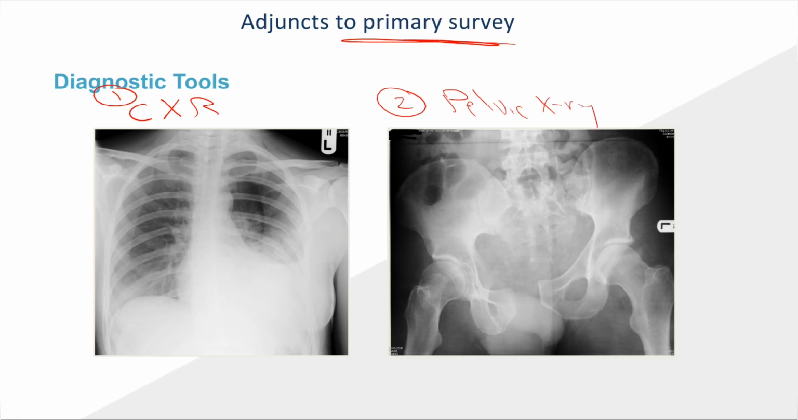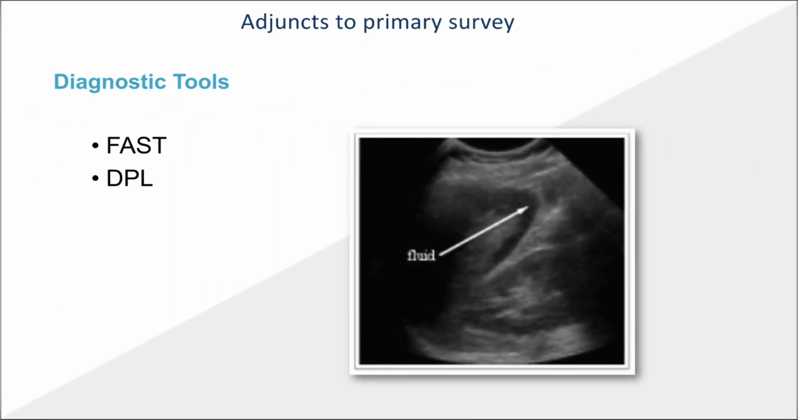Of course, these are used in the resuscitation room. And the third one is FAST scan. So these are the only radiologies that are allowed during primary survey. If a patient is unstable, it's not allowed to send them for the CT scan or MRI because they may deteriorate there and die on the table of the CT scan. So the other diagnostic tool is FAST scan.